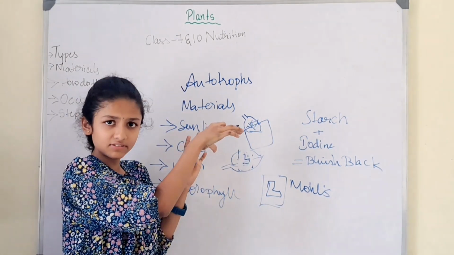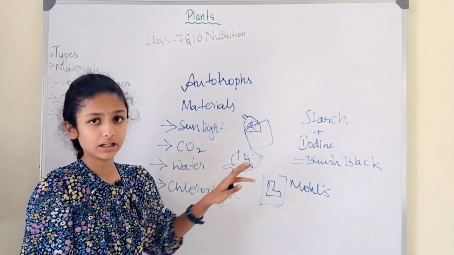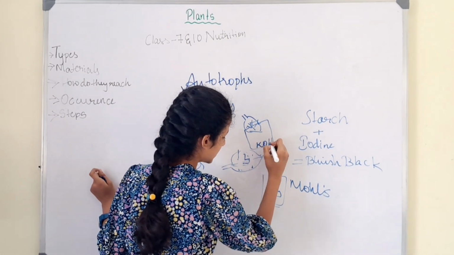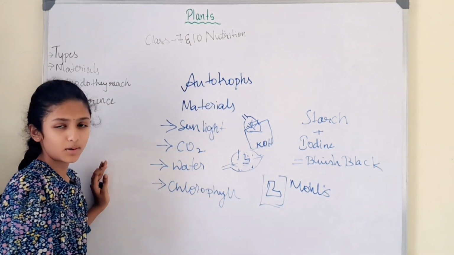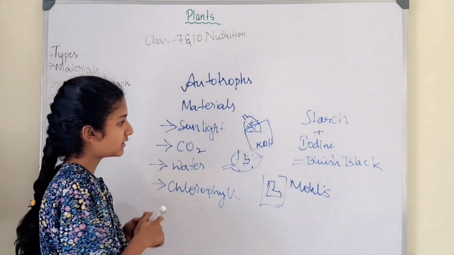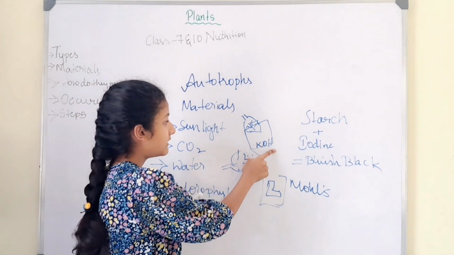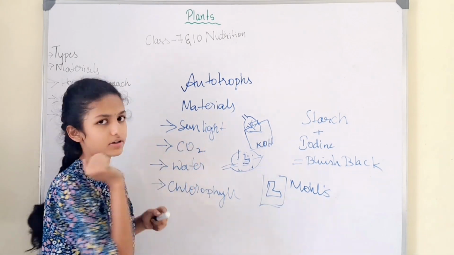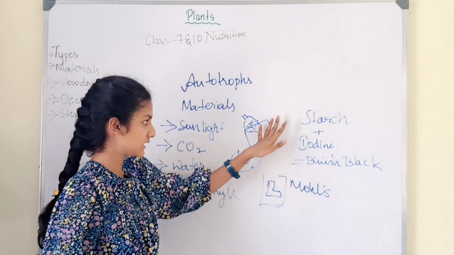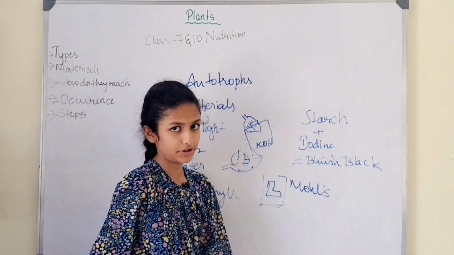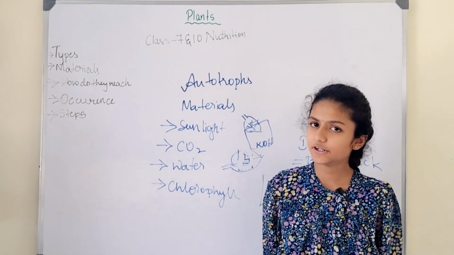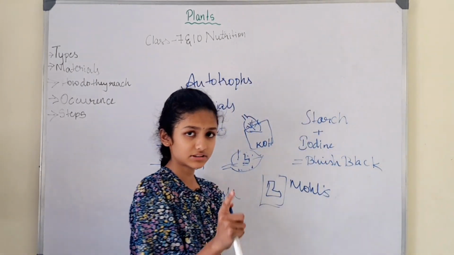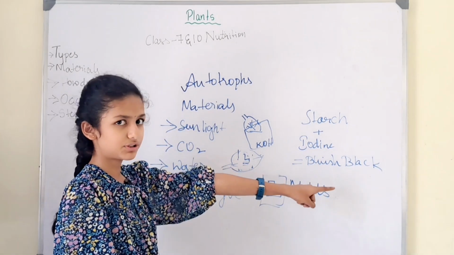Half of the leaf is left, half of the leaf is inside this flask. Inside this flask, keep potassium hydroxide. Now this potassium hydroxide will absorb, what will it absorb? Carbon dioxide. As it is absorbing carbon dioxide, there will be no carbon dioxide. What happens if carbon dioxide is not there? No photosynthesis occurs. When photosynthesis doesn't occur, starch production?